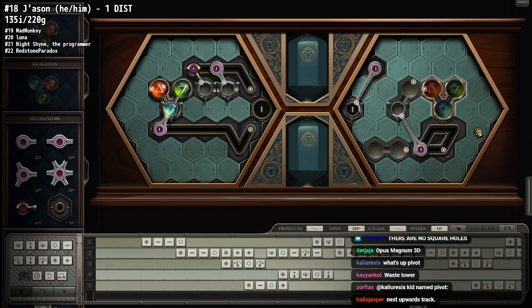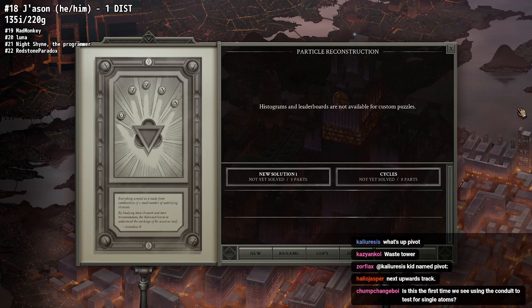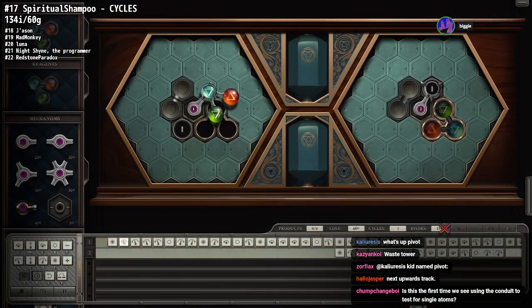Alright. Next up, we have in 17th place the solve named Cycles at 134 instructions and 60 cost. We have Spiritual Shampoo. So many layers of trolling, goodness. A min cost solution called Cycles, not yet solved.